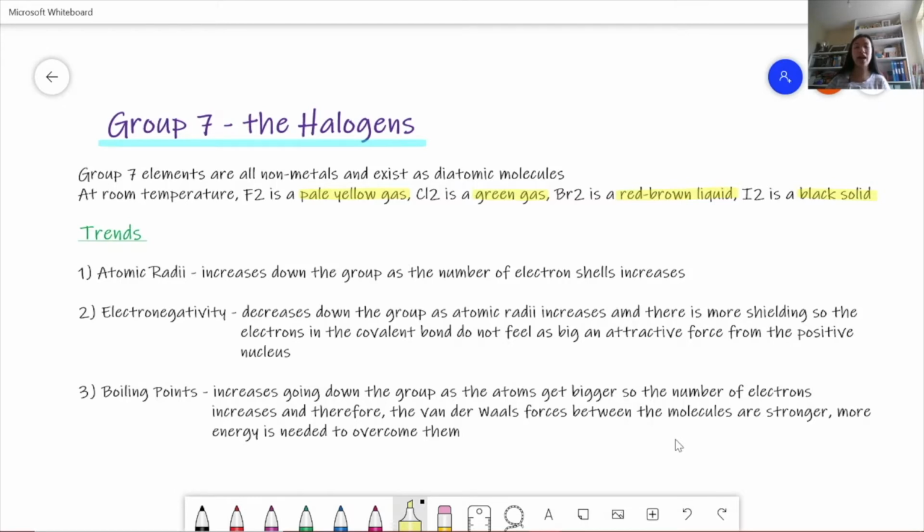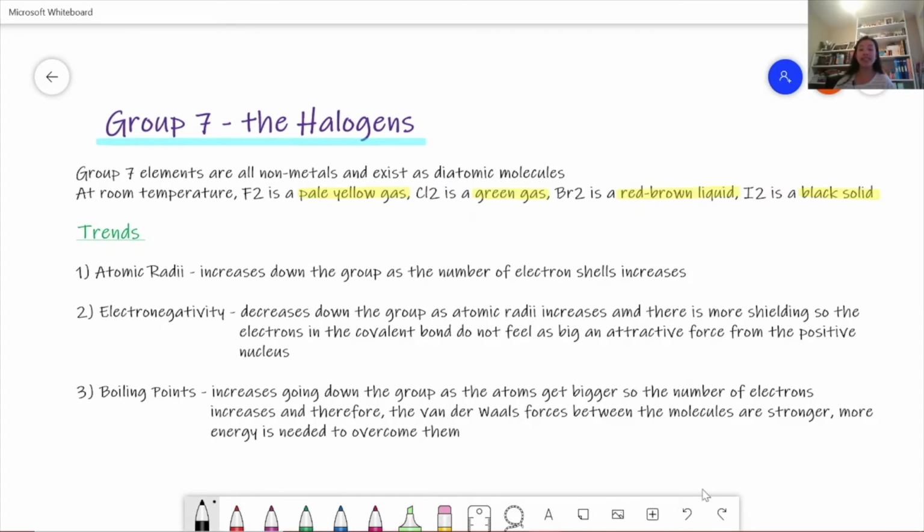And then the third trend we have is for boiling points, and these increase going down the group because they're all non-metals, and because they get bigger, they have more electrons, and therefore they have stronger van der Waals forces between the molecules, and so more energy is needed to overcome them. And so the group 7 elements at the bottom have much higher boiling points compared to the ones at the top.